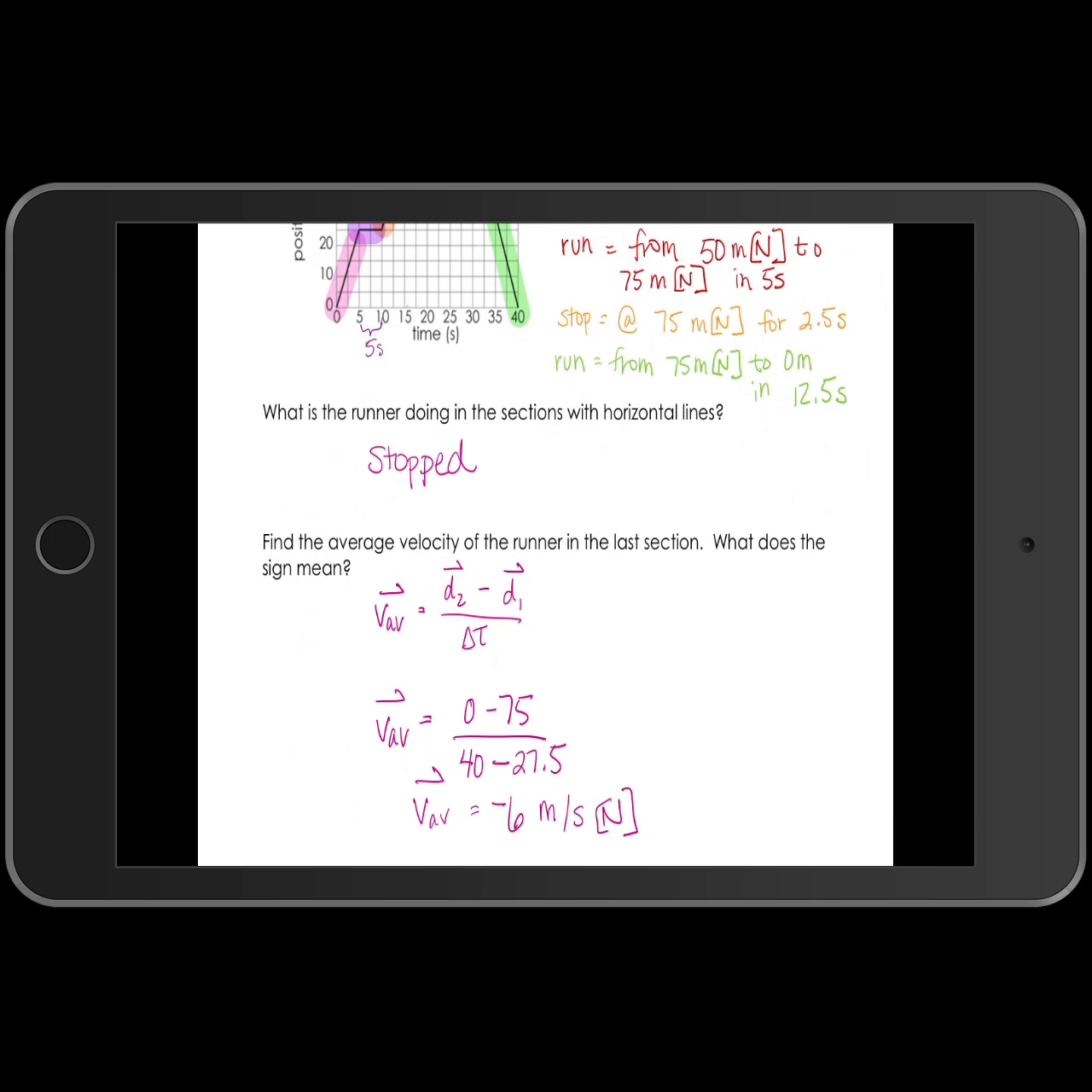Okay, so the negative sign just indicates the direction. It's basically opposite of north. So they actually ran, we could say, 6 meters per second south. They're running back to the start. If they ran north away and then they ran backwards, they would be running south.